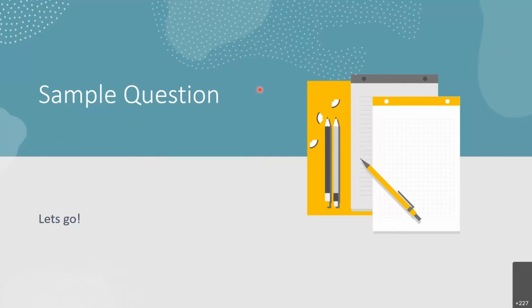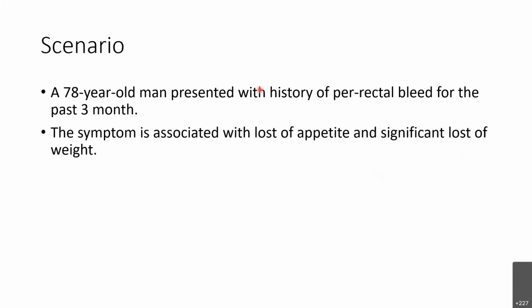So we start our sample questions. I managed to prepare a few questions, just to stimulate our discussion this afternoon. So let's go. The first part of any pathological question is the scenario. I'm giving a 78-year-old man presented with a history of perirectal bleeding for the past 3 months. The symptom is associated with loss of appetite and significant loss of weight. So it is almost the same as your PBL. Every question will start with a scenario.